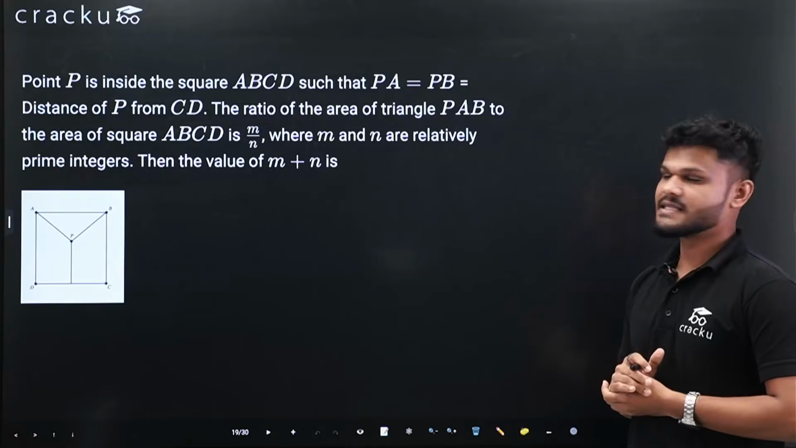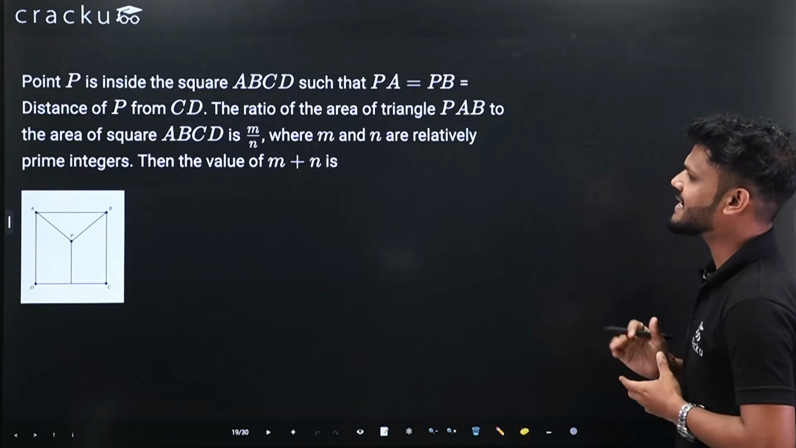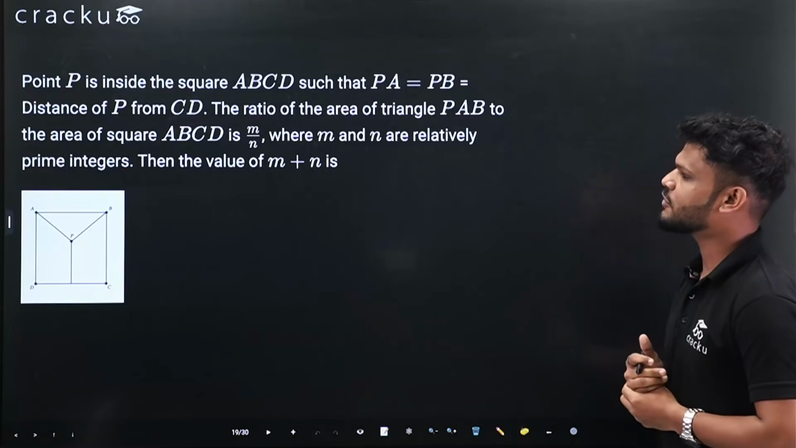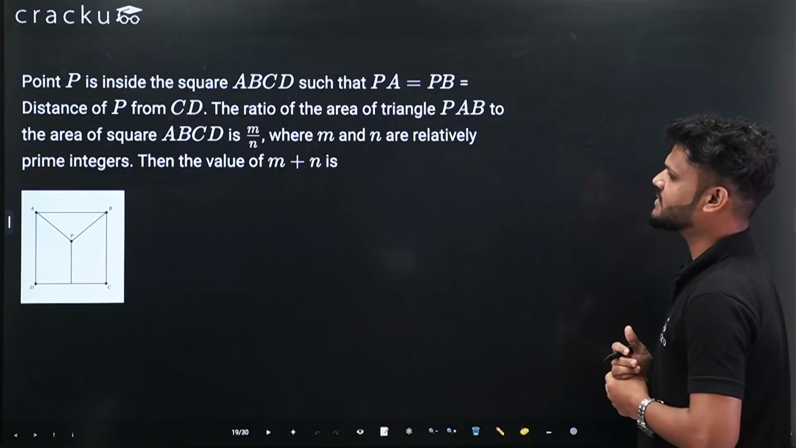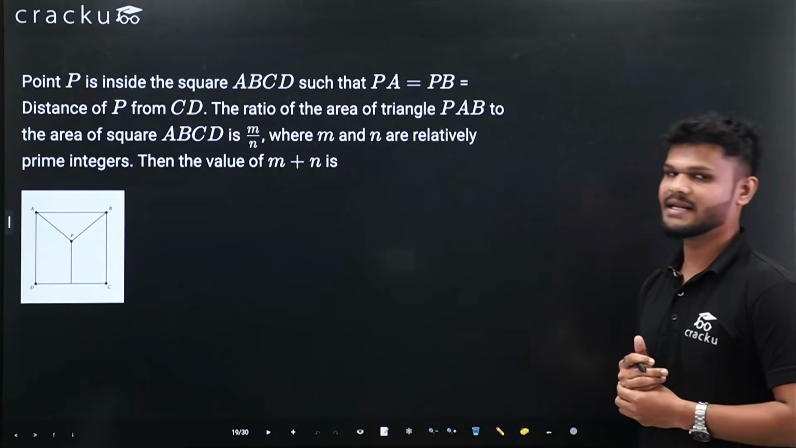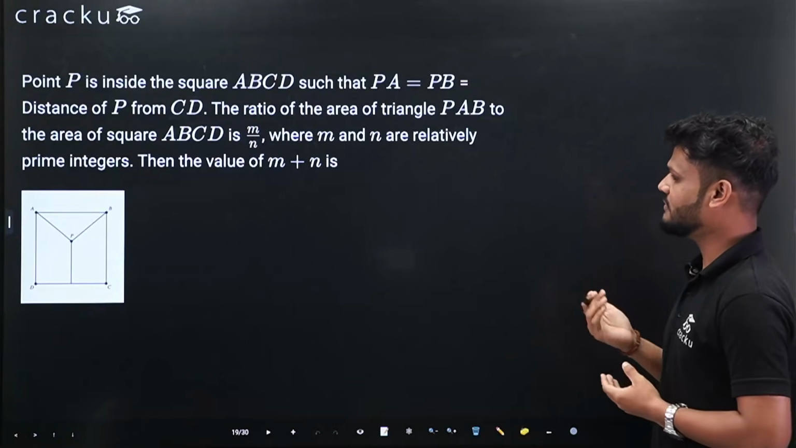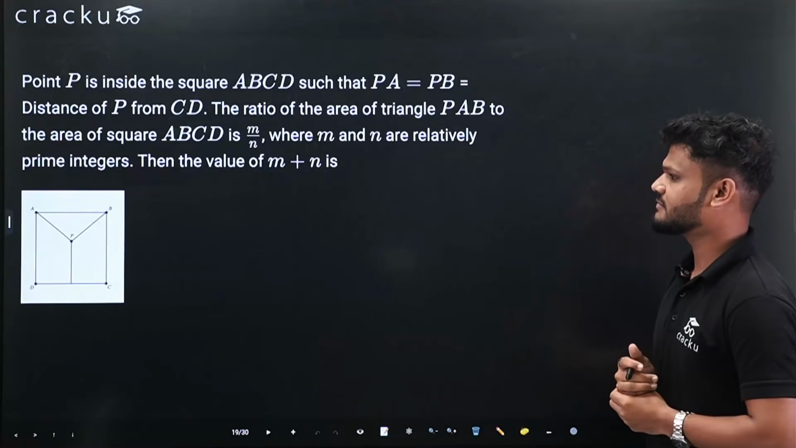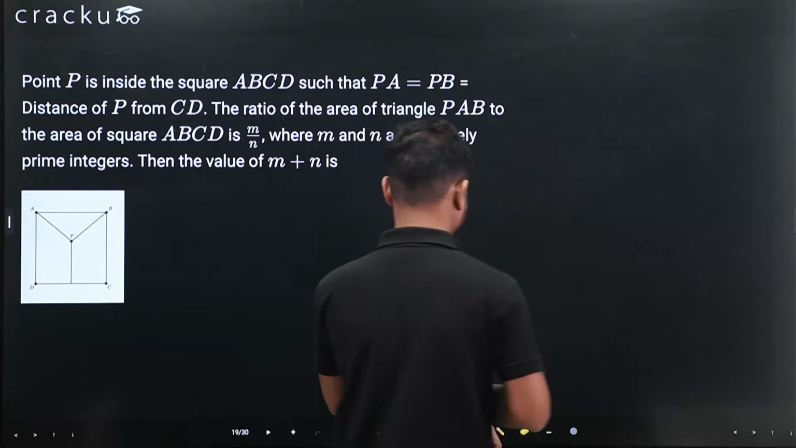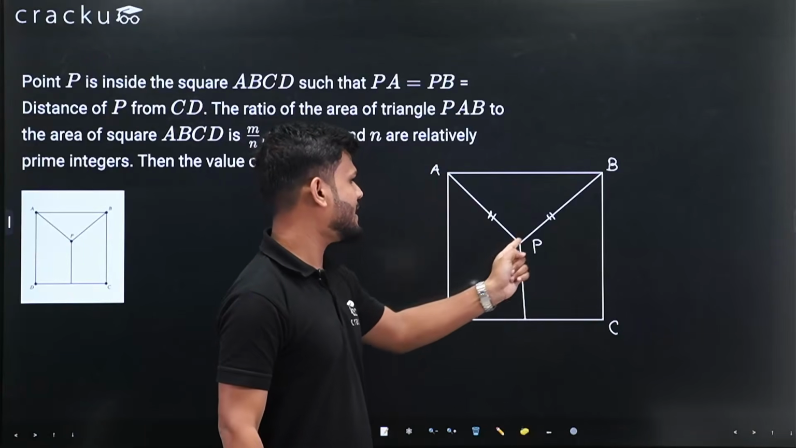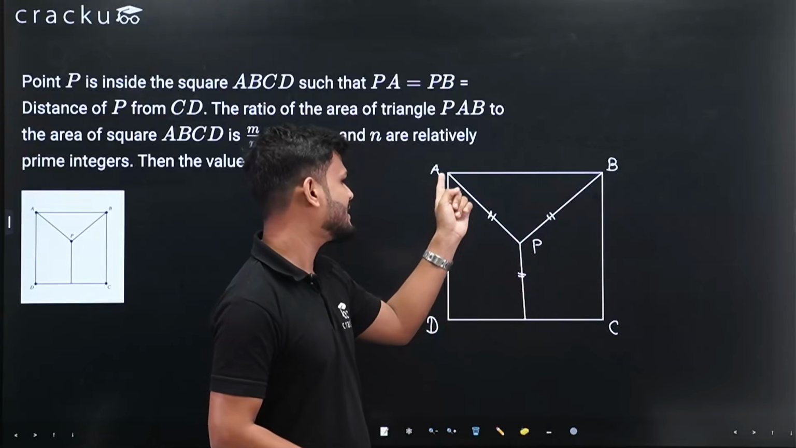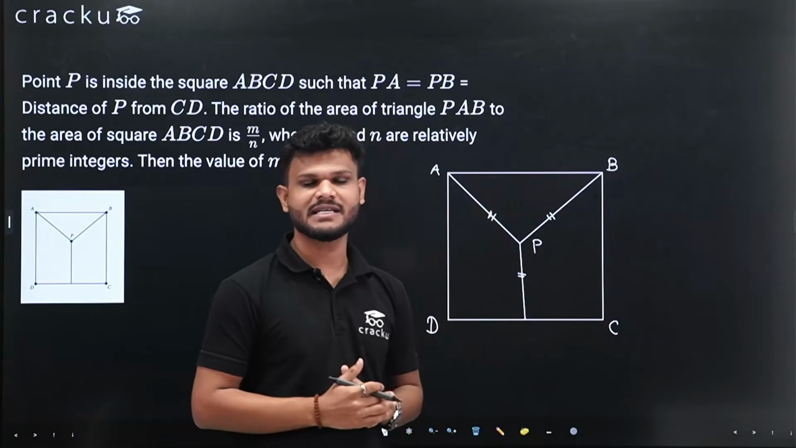In this question it is given point P is inside the square ABCD such that PA is equal to PB, equal to the distance of P from CD. The ratio of the area of triangle PAB to the area of square ABCD is m by n, where m and n are relatively prime integers. Then the value of m plus n is what? Let us first draw the figure here. Now, if you see AP is equal to PB, right? So P is a point inside the square such that its distance from the two adjacent vertices is the same.